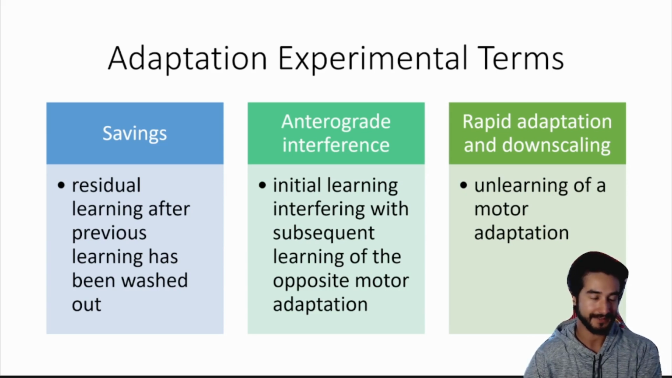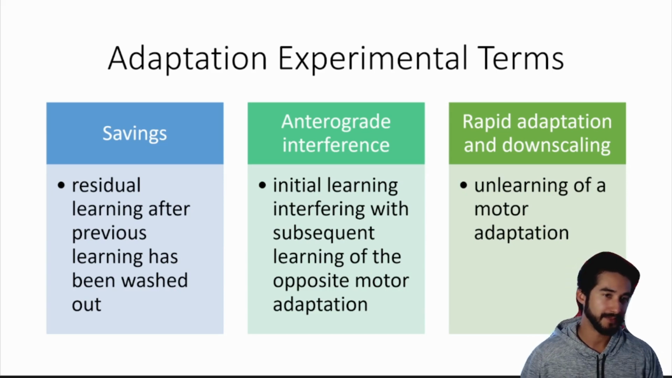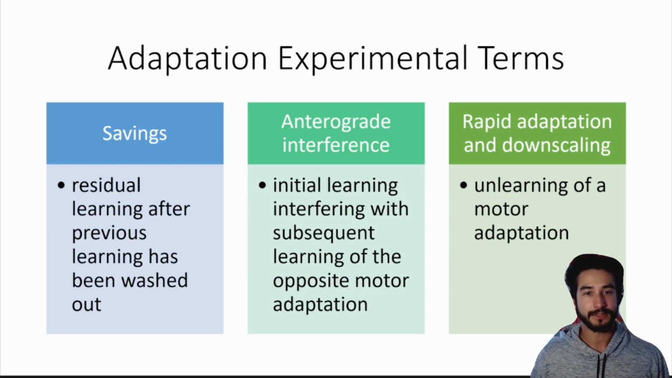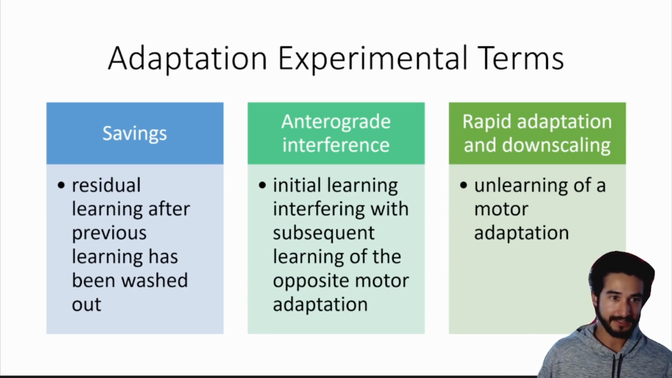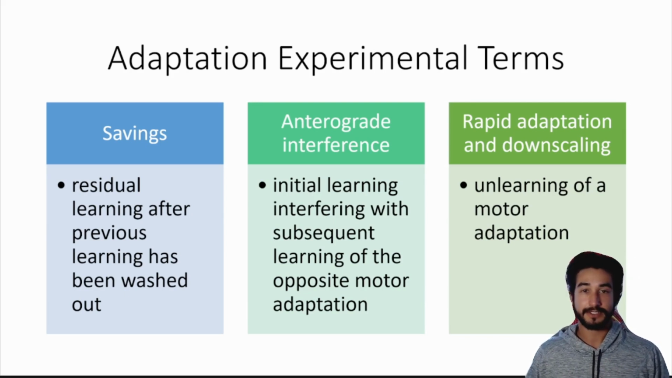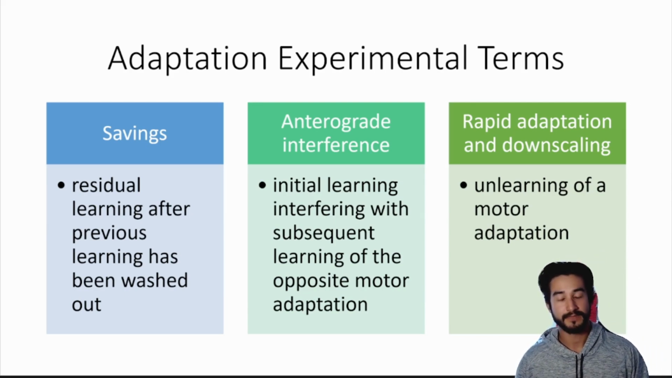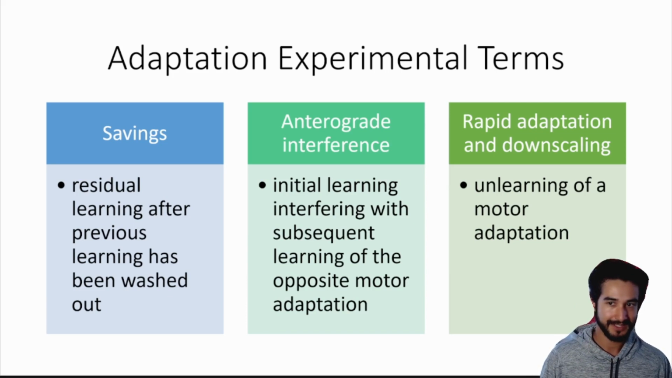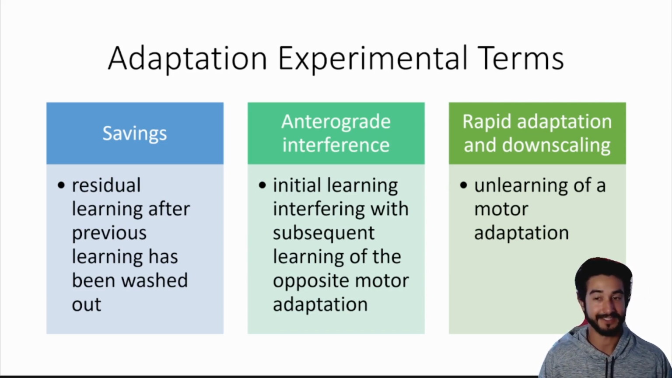And so we can do this in motor adaptation experiments. In Smith et al. 2006, they compared 3 models, we're just going to focus on 2, that explain several motor learning phenomena that previous models had trouble explaining in conjunction. So there's savings, anterograde interference, rapid adaptation, and rapid downscaling. Savings refers to the residual learning after previous learning has been washed out. Anterograde interference refers to the initial learning interfering with subsequent learning of the opposite motor adaptation. Rapid adaptation and downscaling refer to the unlearning of motor adaptation, and this learning is faster than the initial learning of the adaptation.